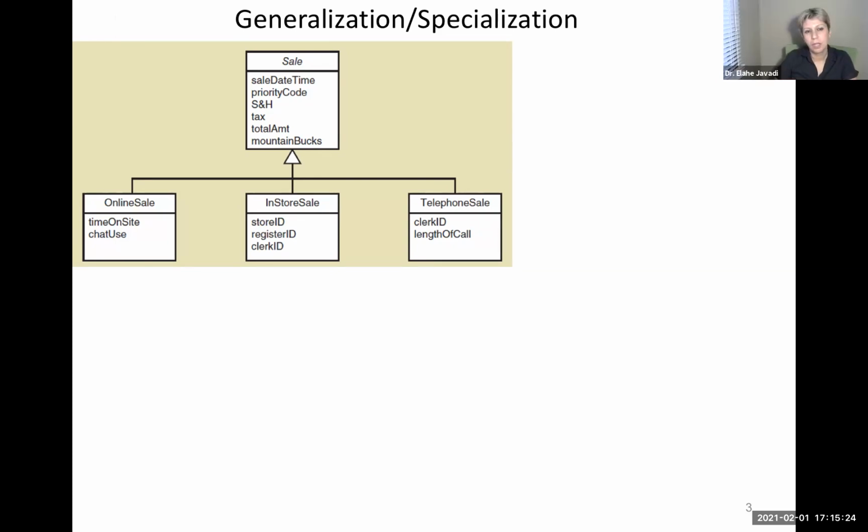Exactly. And how many attributes do I need to describe online sale? Time on site and chat use. That's only 2? And all the attributes of sale as well. Exactly. So you have 6 up here and 2 there. All of them together describe an online sale. Good job.